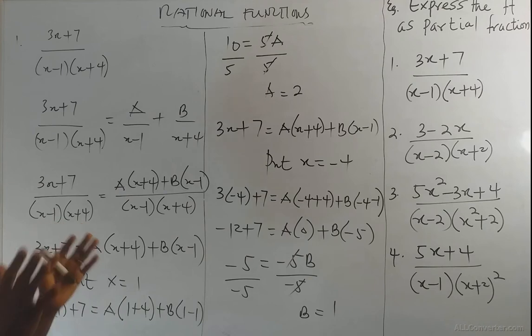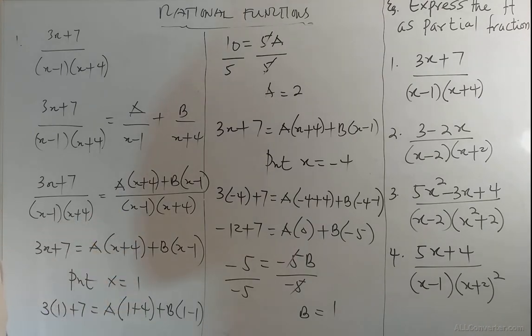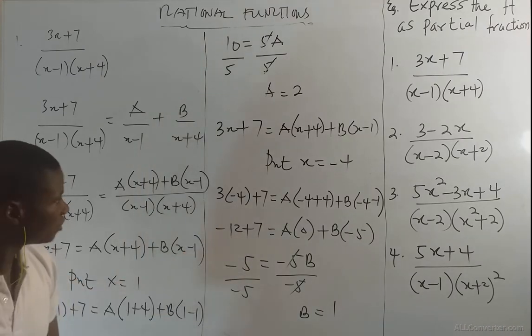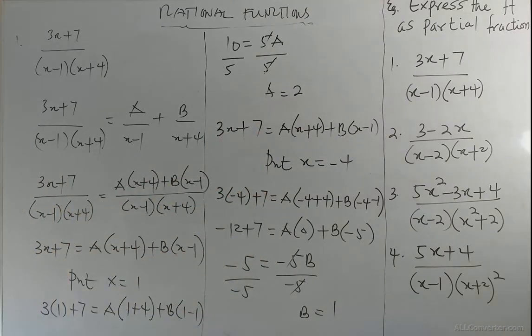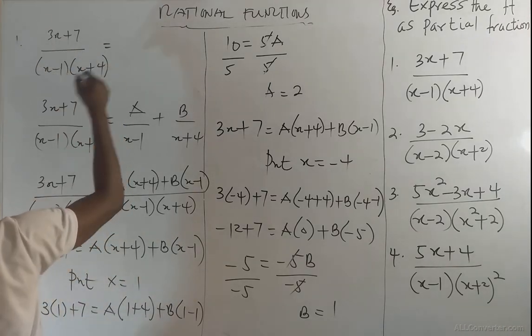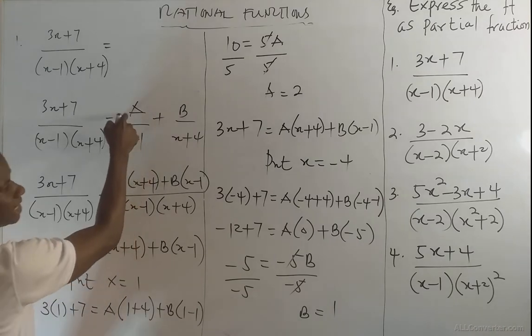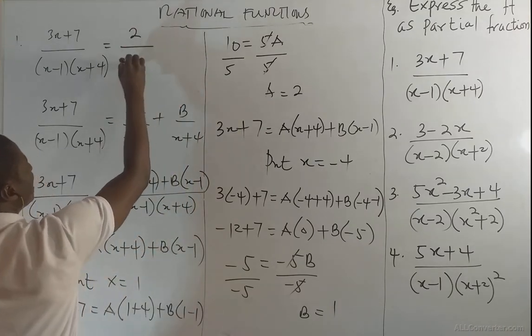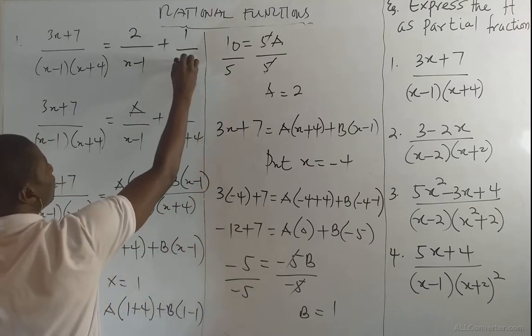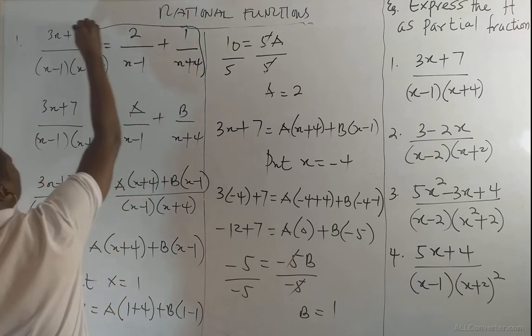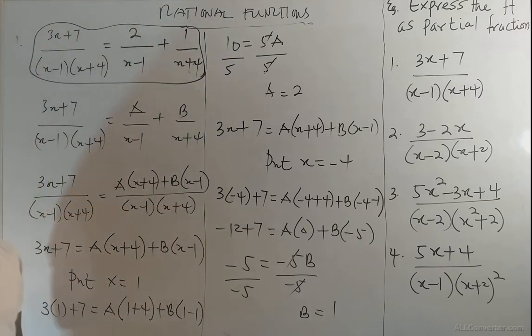So that is how we solve the denominators with linear factors. So we had a equal to 2 and b equal to 1. When you are done with that, in partial fractions, finally you say that whatever you were given, which was a over x minus 1, a is now 2. So you write 2 over x minus 1 plus b, which is now 1, so that is 1 over x plus 4. So this is what we call the partial fraction.